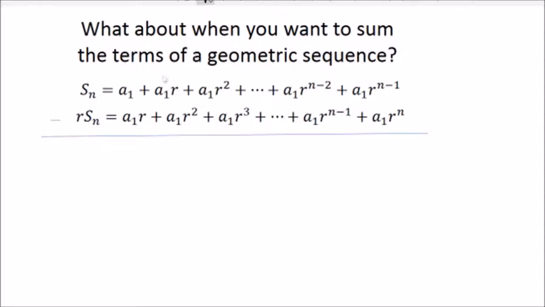So what about when you want to sum up all the terms of the sequence? If you wanted to have the sum, you take the first and the second and the third term and so on, and you would add them all together. Now, it's really hard to formalize that. We don't know how many numbers are in this list. So the creative way to find an equation for this is to subtract the same thing, but multiplied by r.